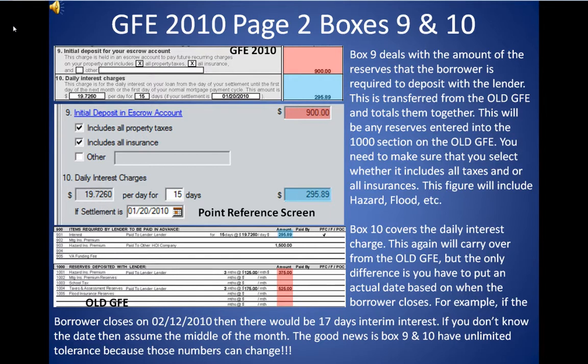The good news on these two is there's unlimited tolerance on these boxes. You don't know when the loan's going to be closing, so they can't hold you to the amount of your per diem interest. Plus, on your reserves, you don't know the amounts of the insurance or the taxes. So again, this gives you a little more freedom, but you should still try to get as close as possible.